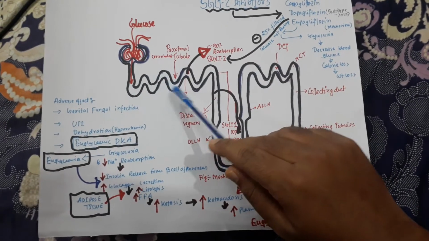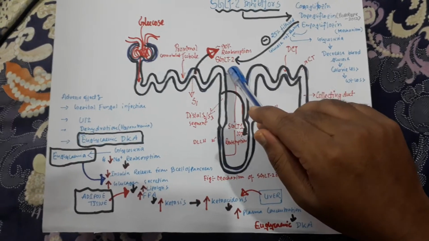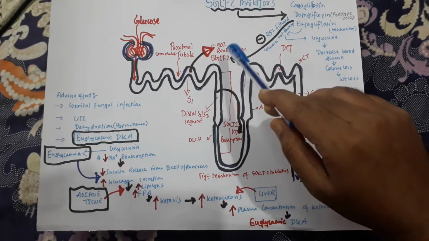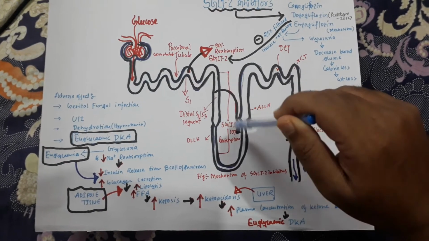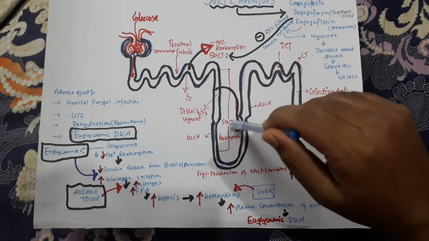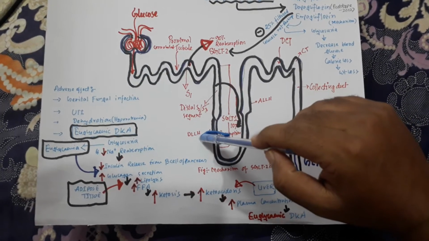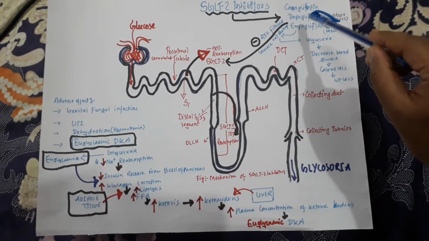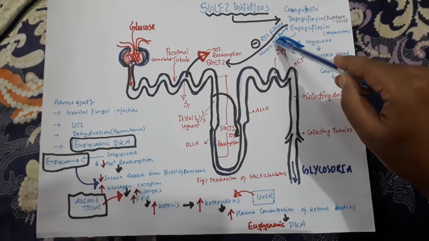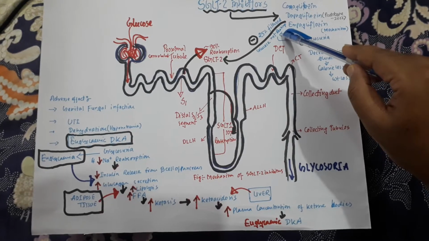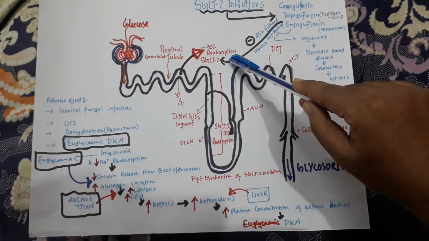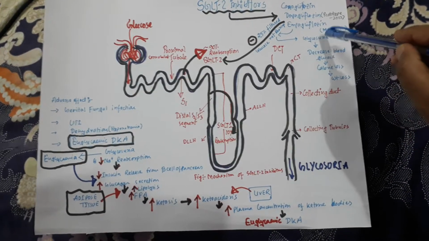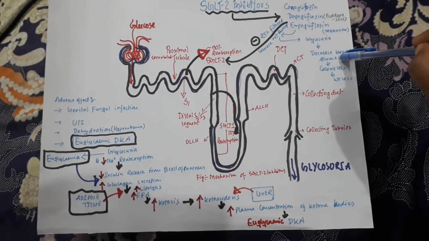In the proximal convoluted tubule, segment 1, sodium glucose cotransport 2 is present, which reabsorbs 90% of the glucose. The other 10% of the glucose is reabsorbed by sodium glucose cotransport 1, which is present in the distal limb of the loop of Henle. So when we use sodium glucose cotransport 2 inhibitors, the filtered glucose cannot be reabsorbed. This glucose passes through the urine and causes glycosuria. When there is glycosuria, the blood glucose decreases.